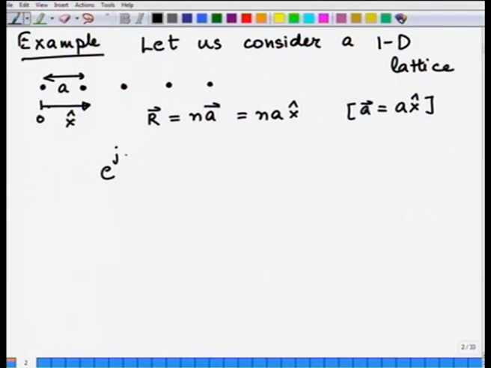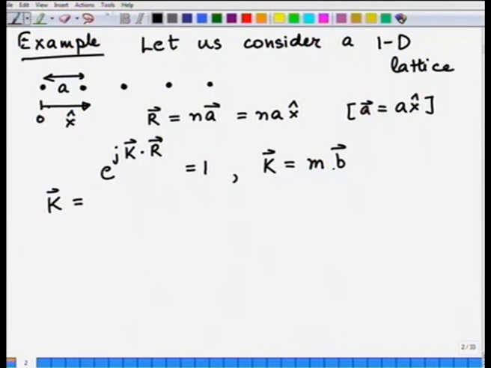The reciprocal lattice vector, of course, has the condition that we find a reciprocal lattice vector such that e to the power j k dot r should be equal to 1. If that is the case, and if I define my k to be equal to some m times b vector, then you can clearly see that if I substitute r and k in there, what would I find?